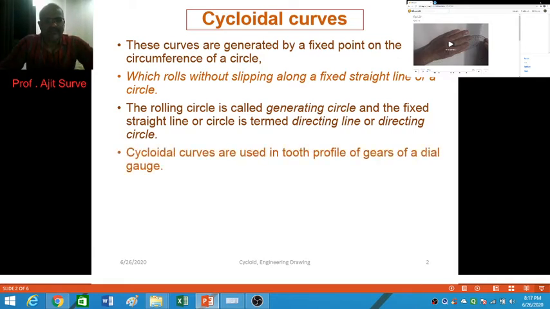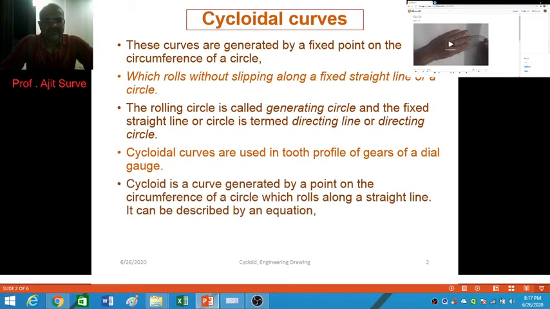Here the cycloid curves are used in the tooth profile of the gears of a dial gauge. The cycloid is a curve generated by a point on the circumference of a circle which rolls along a straight line. It can be described by the equations y = a(1 - cos theta) and x = a(theta - sin theta).